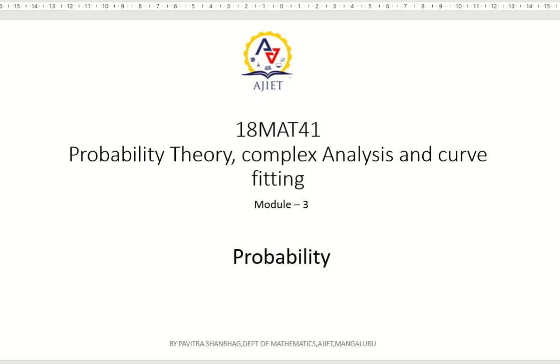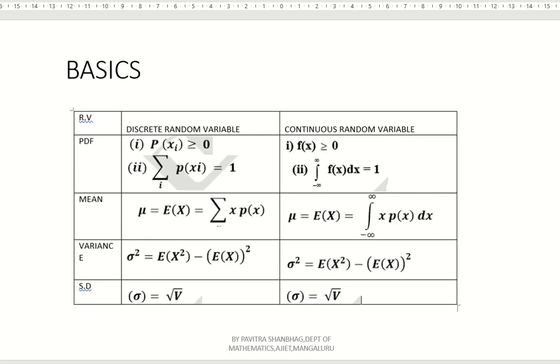Dear students, in the previous class we discussed random variables, types of random variables, and variance, mean and standard deviation, right? Once again, let us discuss these basic concepts. What are the types of random variable? Discrete random variable and continuous random variable, right?